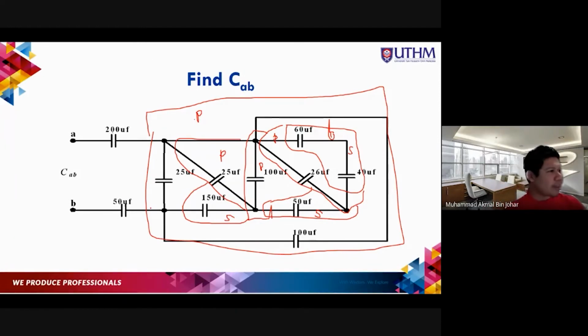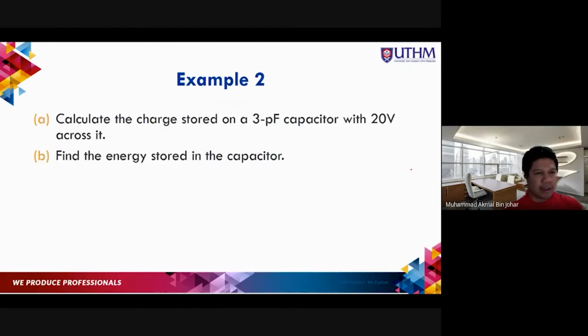Okay, next. Cuba selesaikan soalan ni. So, calculate charge stored on 3 picofarad. So, capacitor ni biasanya kecil. Capacitor yang besar dalam bentuk micro pun dah besar. Jadi dia jarang ada 3 farad, mana besar sangat capacitor size ni. Jadi kebanyakan capacitor dalam range micro, pico and nano. Pico is most of the value.